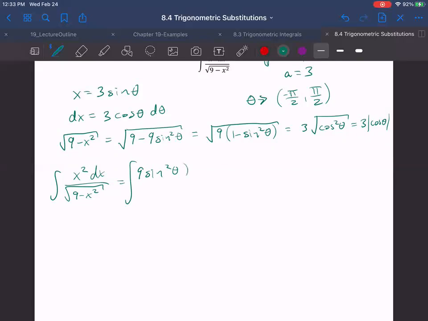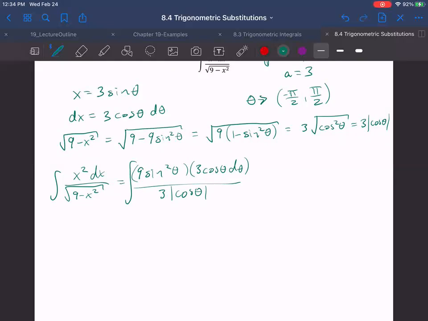dx is 3 cosine theta d theta. And then our square root of 9 minus x squared is 3 times the absolute value of cosine theta. But again, we've restricted ourselves to where cosine of theta is positive. So do those absolute values really matter?